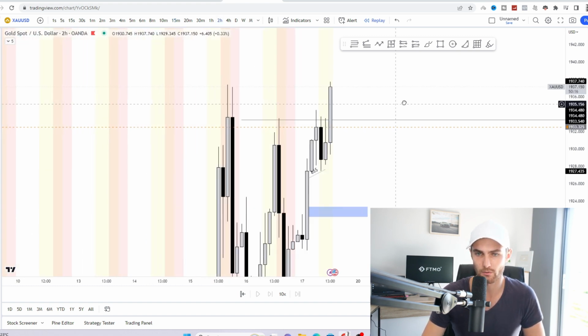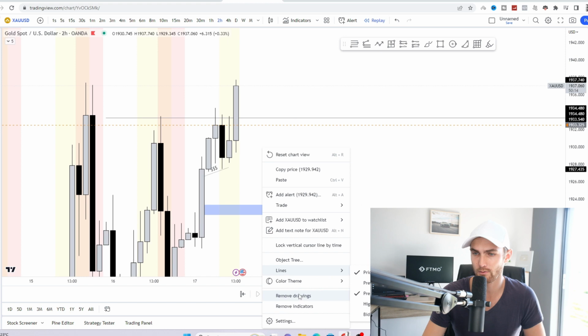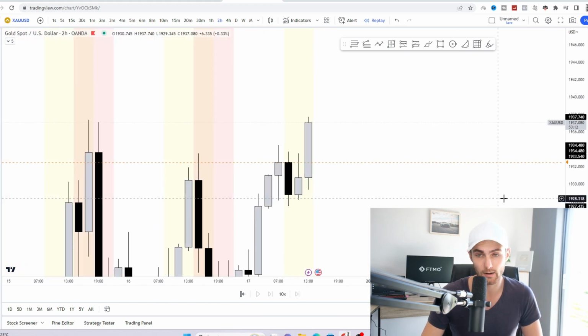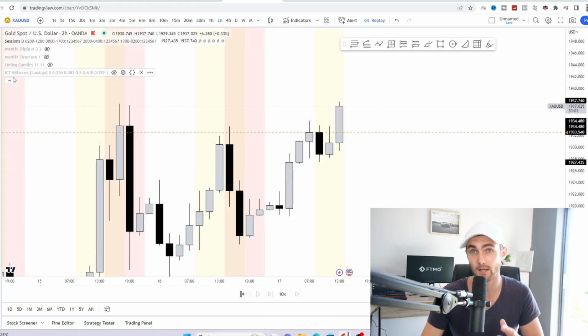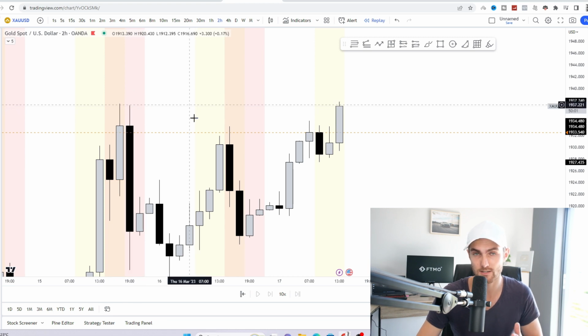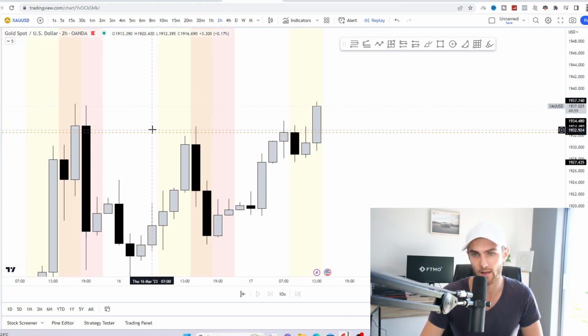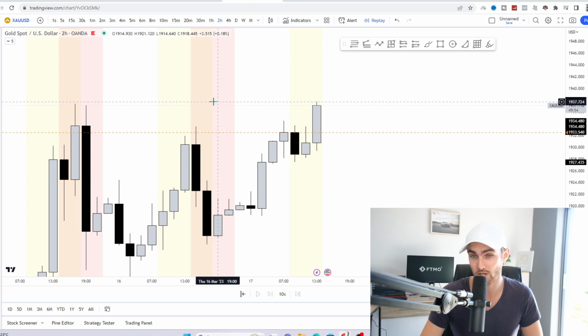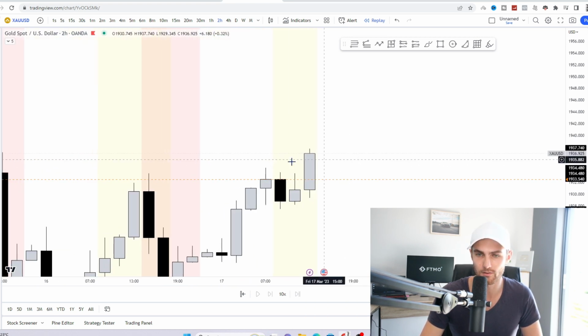You can also do this on the 2-hour time frame. This is actually my preferred time frame, and I want to show you a live trade I got today. The only indicator I have on my chart is called Sessions on Chart, which highlights the London and the US session. London being this yellow session, US session being this red session over here.